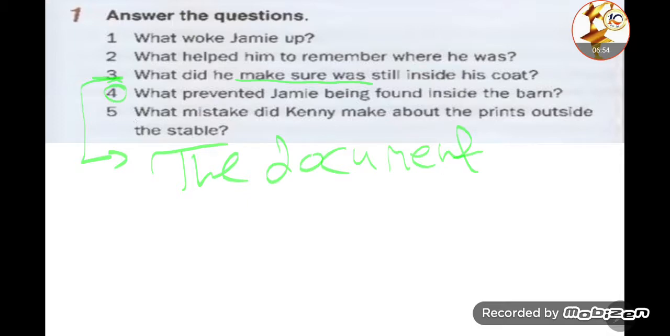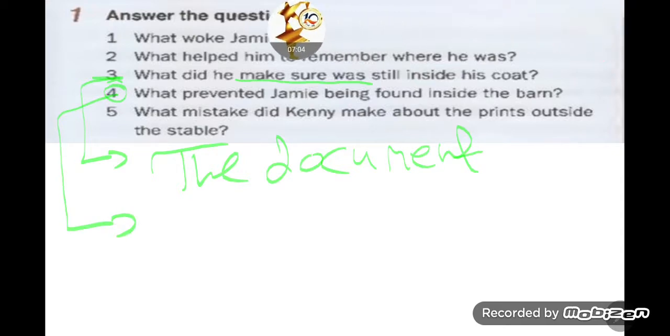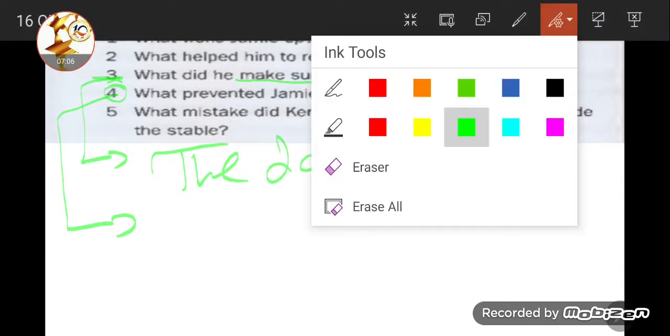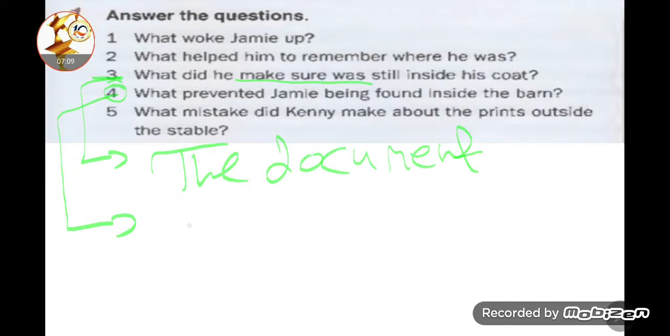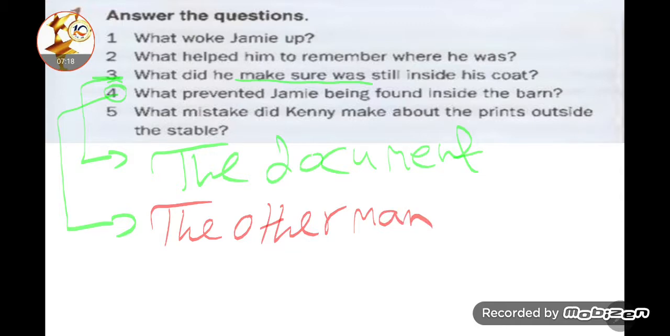Let's come to number 4. What prevented Jamie being found inside the barn? What is it that prevented them from finding Jamie inside the barn? Of course, the answer is the other man. What does the other man mean? What happened with the other man? The other man called out. There was a man about to open the door of the barn.